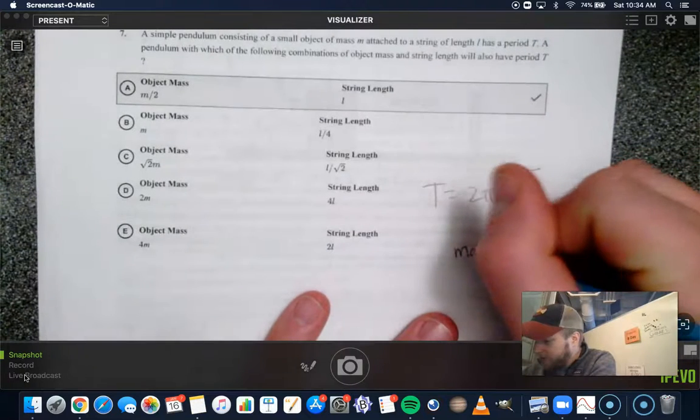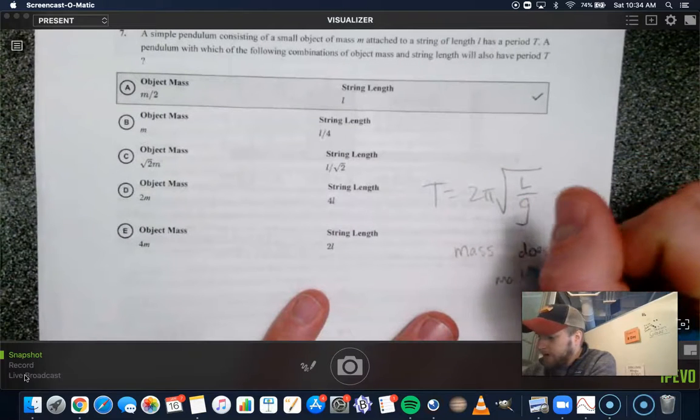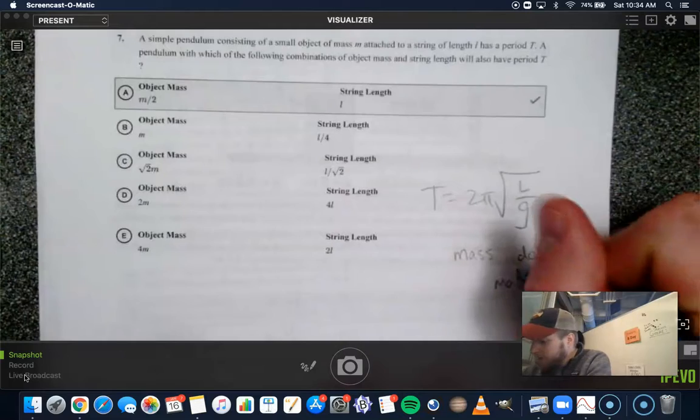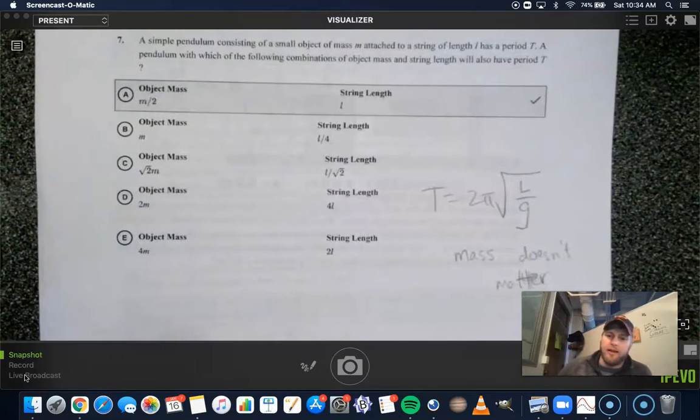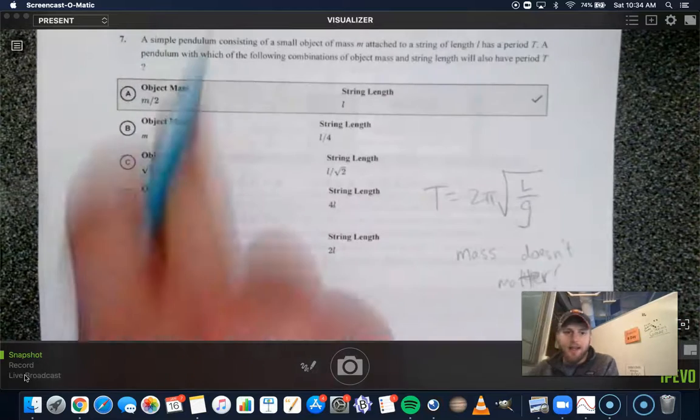So mass doesn't matter. Now, I know that seems kind of counterintuitive, but that is the actual fact, and we'll show you that here in just a moment. So we actually don't even care about any of the answers here.